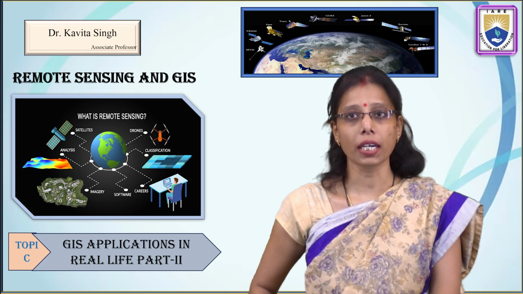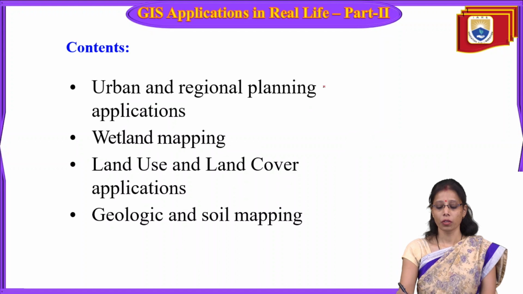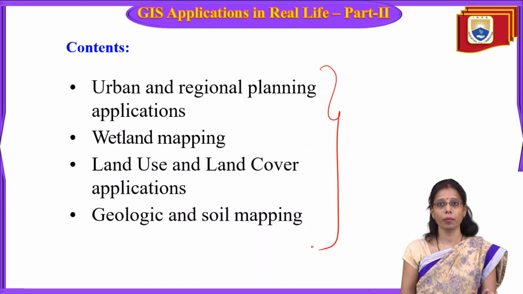So let us go through the contents of what we are going to discuss today. We will see urban and regional planning applications of GIS, wetland mapping, land use land cover applications, and geologic and soil mapping. These are all different types of GIS applications in our day-to-day life, how we are using GIS in these various fields. Let us start with the first topic, urban and regional planning applications.